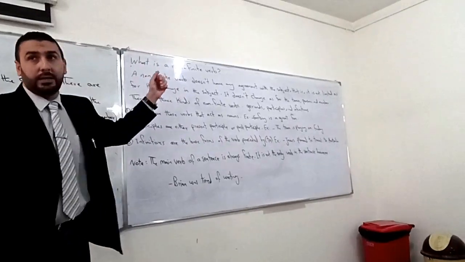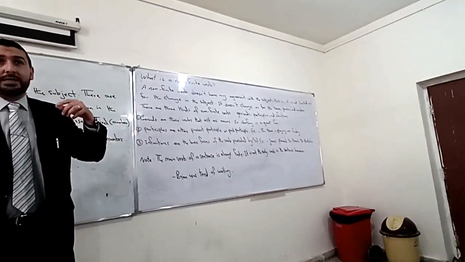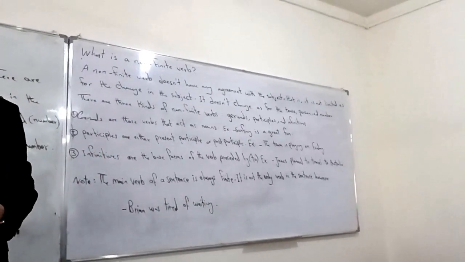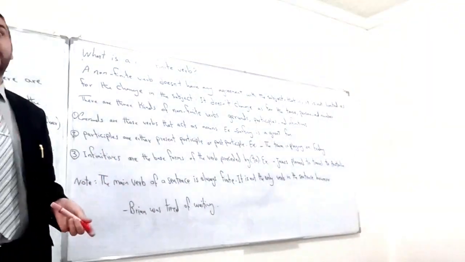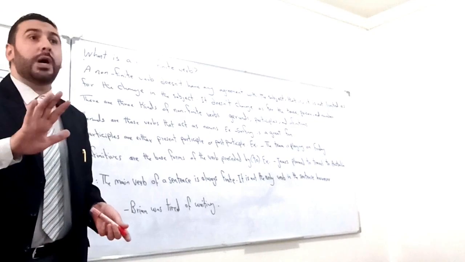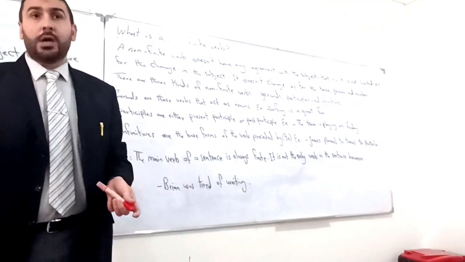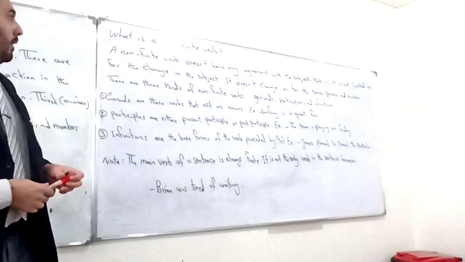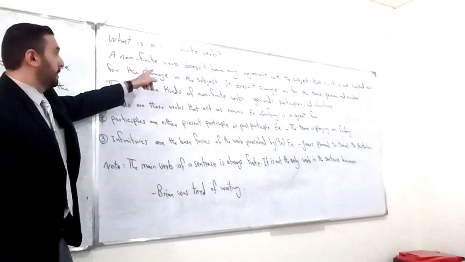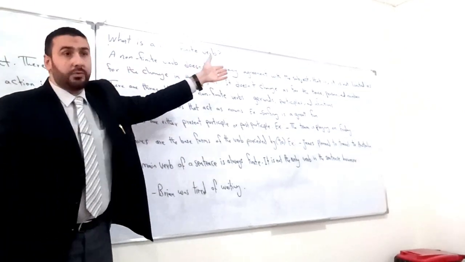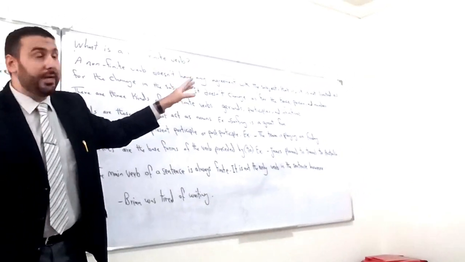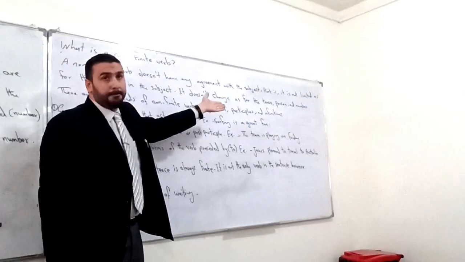Okay? Now let's go to the other side. It's about non-finite verbs. So what is a non-finite verb? Non-finite means it's not limited. There is no agreement with the subject, or you can say it's not preceded by the subject. So a non-finite verb doesn't have any agreement with the subject.